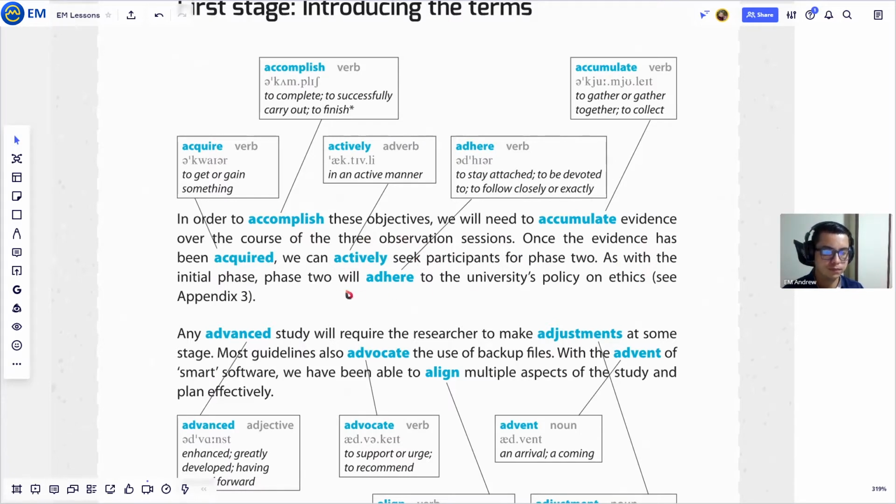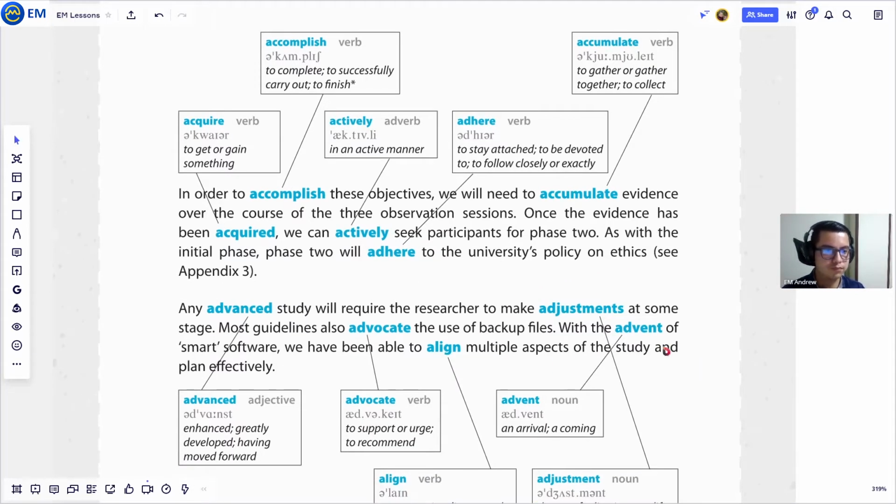Once the evidence has been acquired, we can actively seek participants for Phase 2. As with the initial phase, Phase 2 will adhere to the university's policy on ethics. See Appendix 3. Any advanced study will require the researcher to make adjustments at some stage. Most guidelines also advocate the use of backup files. With the advent of smart software, we have been able to align multiple aspects of the study and plan effectively.